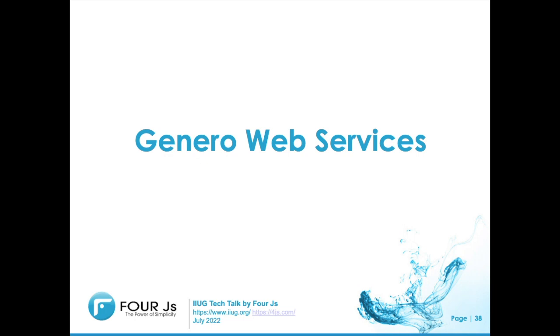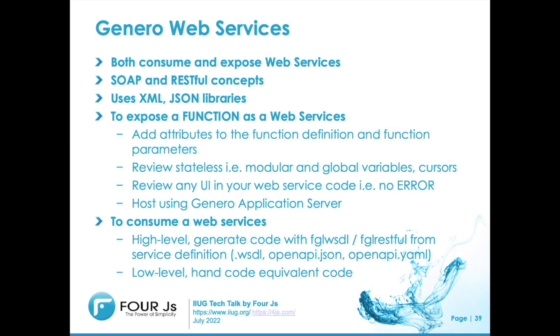You have functionality in your 4GL application that you may wish to expose to other systems. The modern way of doing this is via web services. Genero Web Services allow you to consume and expose web services. You will hear terms such as SOAP and RESTful. We cater for both. We have libraries that allow you to work with both JSON and XML. To expose a function as a web service, you'll create a program that has that function that you want to expose. You add WS attributes to the function and its parameters that detail how that function will be exposed.